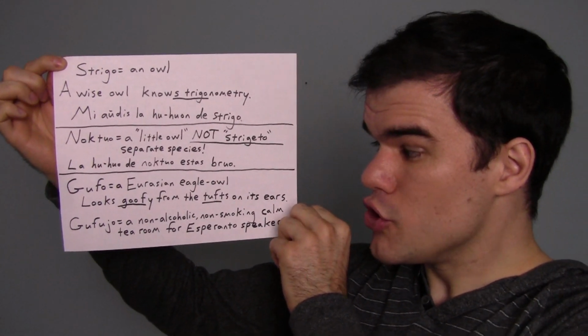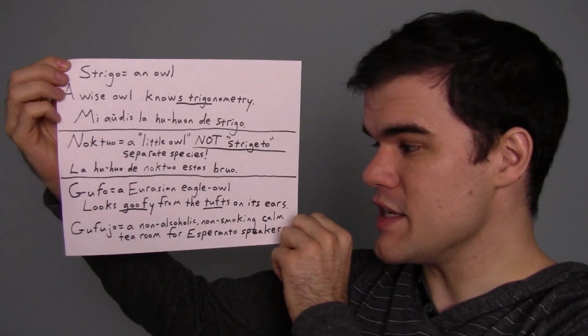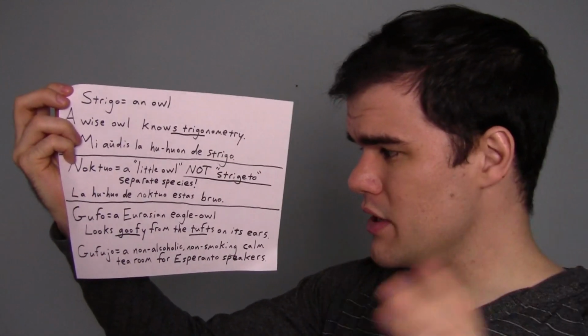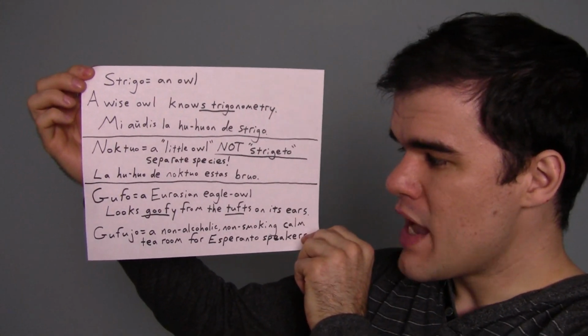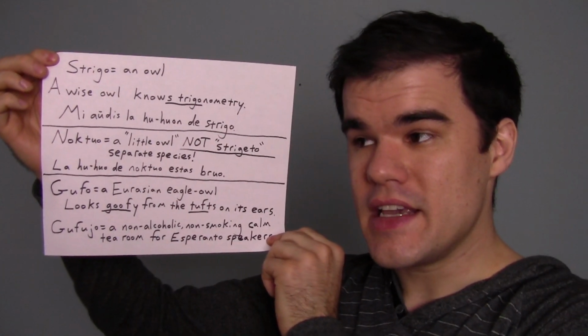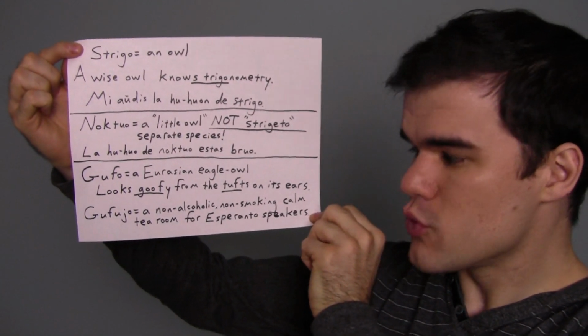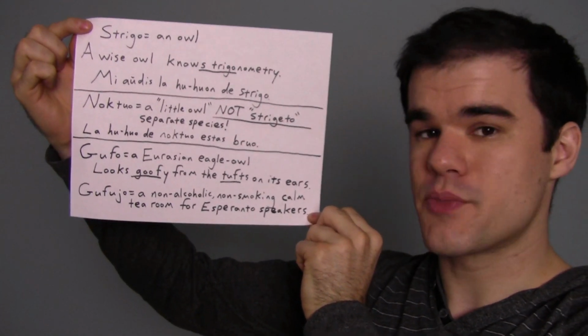And you can remember it looks goofy from the tufts on its ears. It kind of has little ears going up. It looks a lot like the owl from the Legend of Zelda game, sort of. I don't know if it's the same species intended to be, but the Eurasian eagle owl, the reason it's famous in Esperanto is that a lot of Esperanto events will have what's called a gufujo, which is a non-alcoholic, non-smoking, calm tea room environment place for Esperanto speakers.